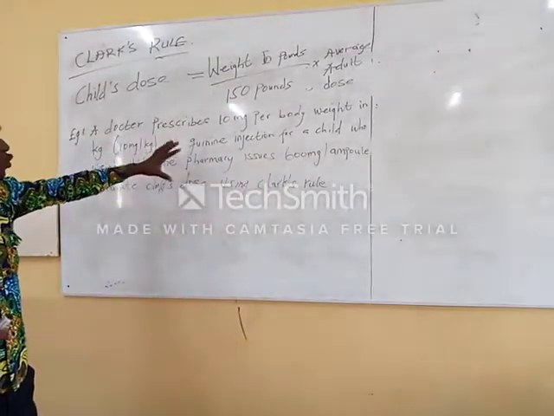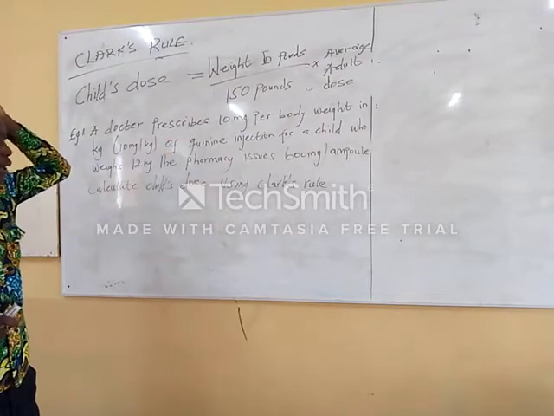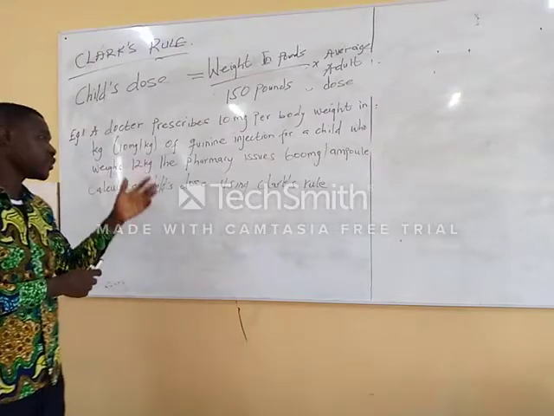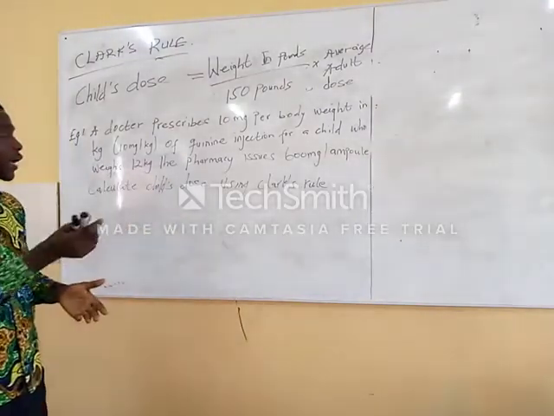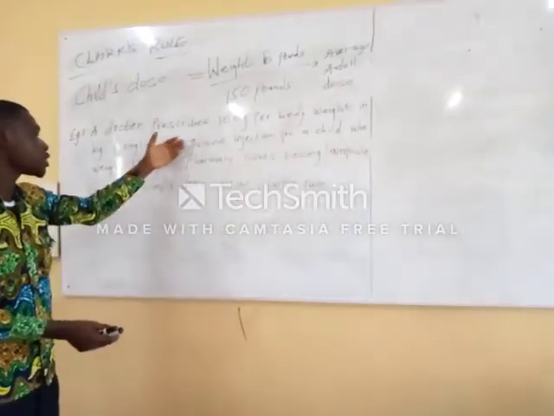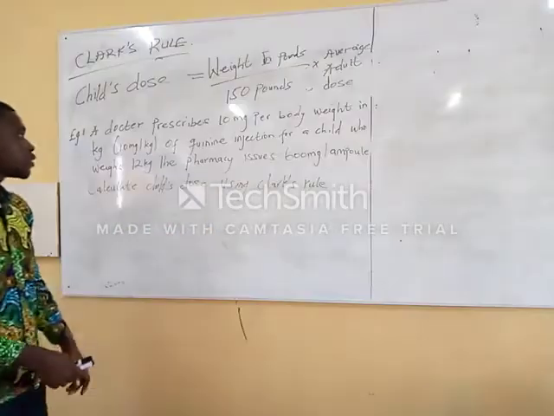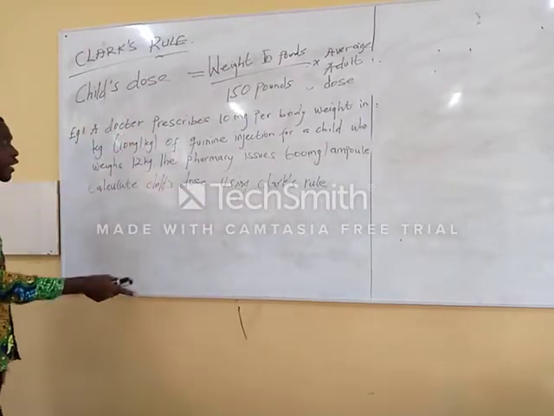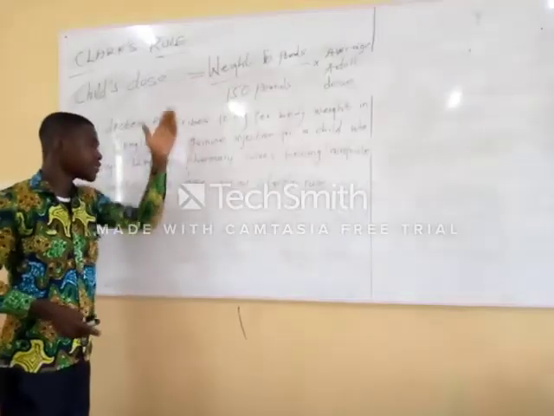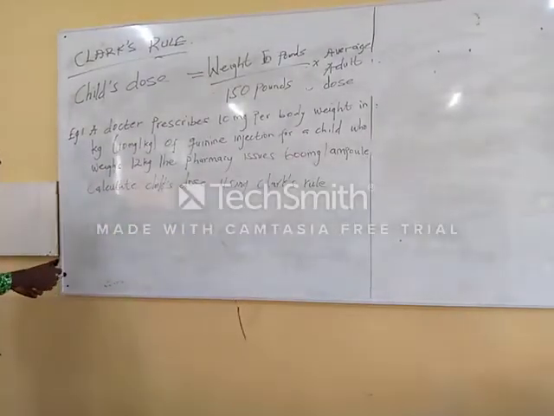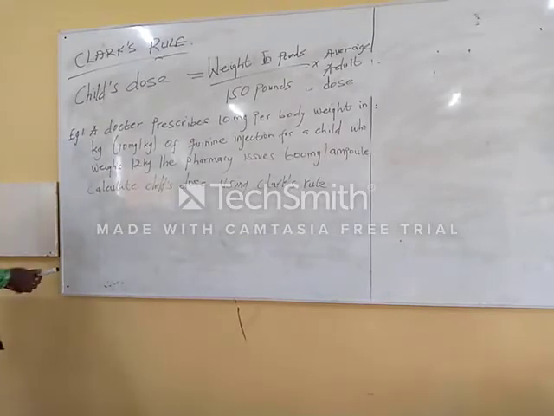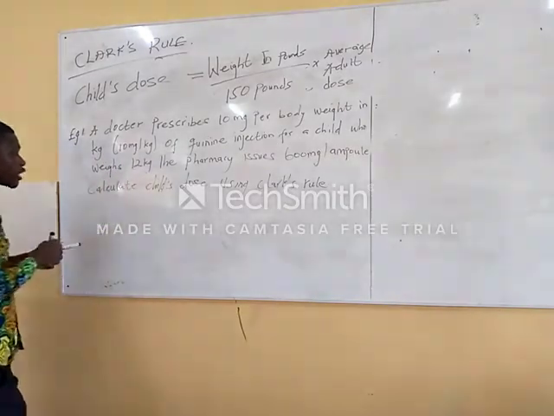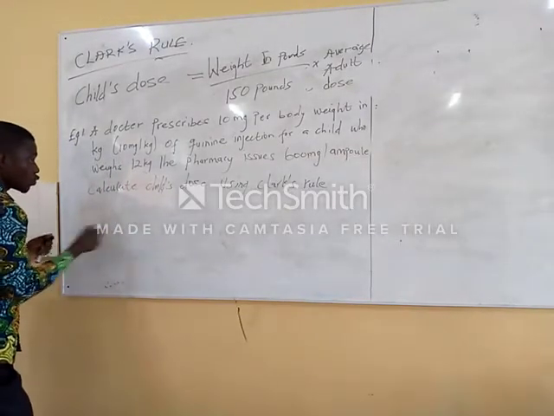You can use the formula that we started with, the dose calculation, dose ordered over dose on hand times the amount on hand, to calculate an adult dose to be served. But here, we are going to calculate the child's dose using Clark's formula. So let's go. Deducing our values, the child's weight, as in the question here, is 12 kilograms. So, solution.